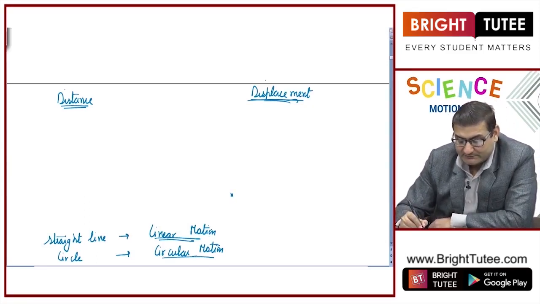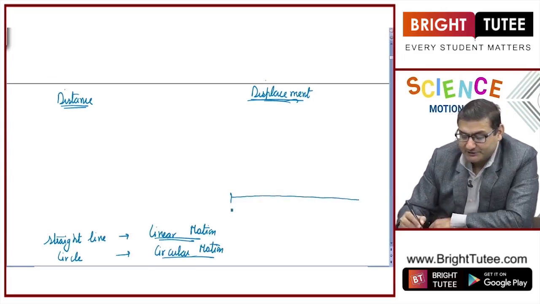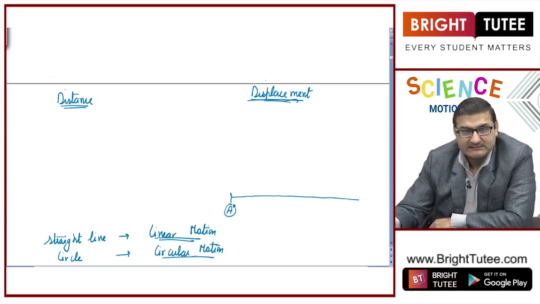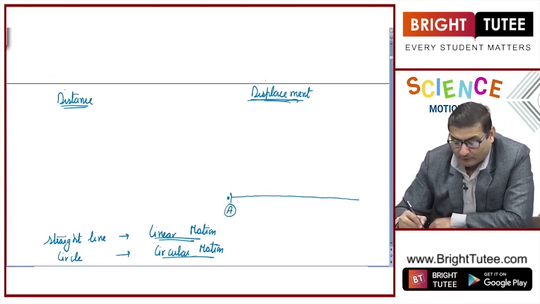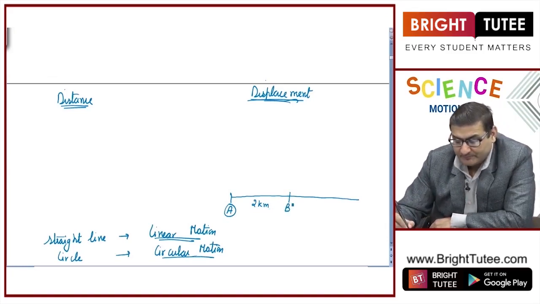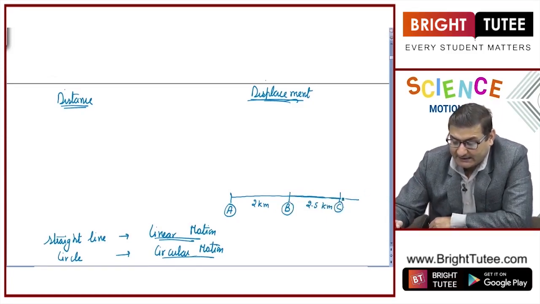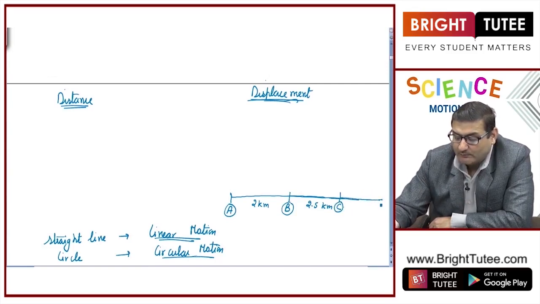For example, there is a straight road and I move from an initial point which I term as A. From A I move a certain distance. Let us say I moved 2 kilometers to a point B. From B I move again to another point C, which is, let us say, 2.5 kilometers away from B. Then from C I move to a point D, which is 2 kilometers away from C.